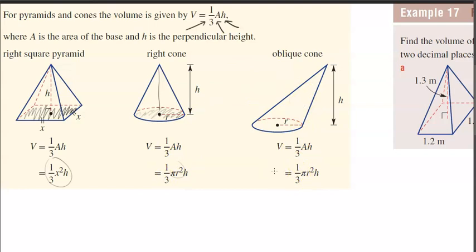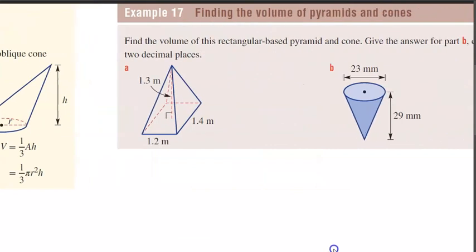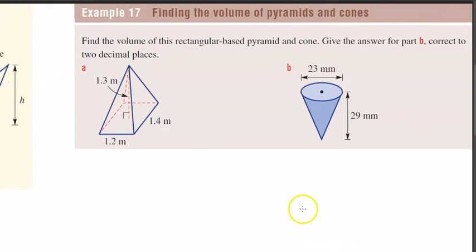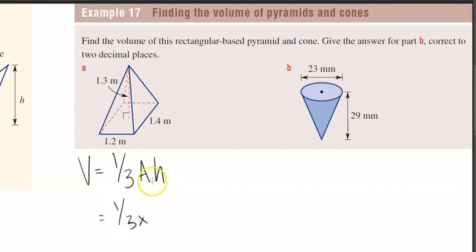All we're going to do is use these two different formulas to help us solve these types of questions. So we're going to look for the volume of this rectangular based pyramid, with 1.2 meters by 1.4 meters and a 1.3 height. The volume is just 1/3 of the area times the height. What is this area? This is the flat area, 1.2 times 1.4. I'll put that in brackets just to indicate that it's coming from that flat base area, and then we multiply this by its perpendicular height, 1.3.